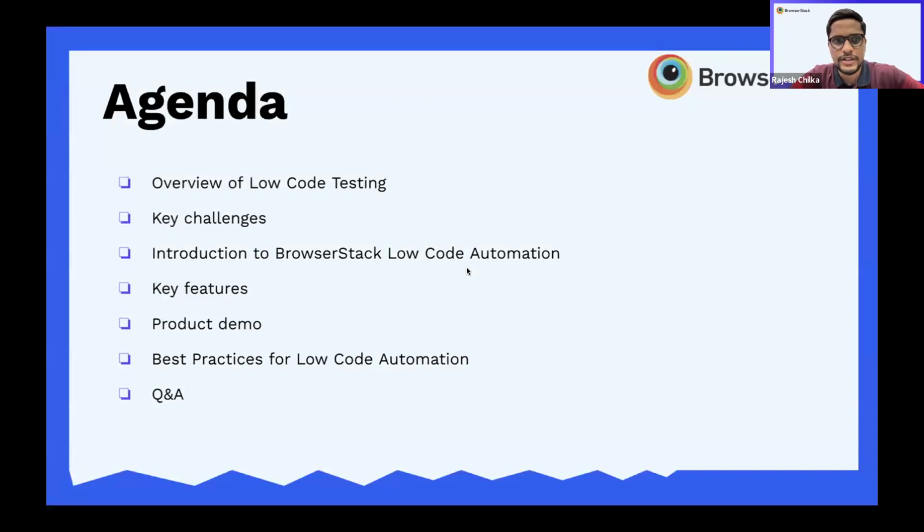So the agenda for today is Shyam and I will be walking you through the overview of local automation. Why is it important? What are the key challenges that are faced in today's world of testing? And how does BrowserStack's local automation help you solve those challenges and move from manual to automation quickly? We'll also give you a product demo and share some of the best practices and guidelines, followed by the Q&A section towards the end.